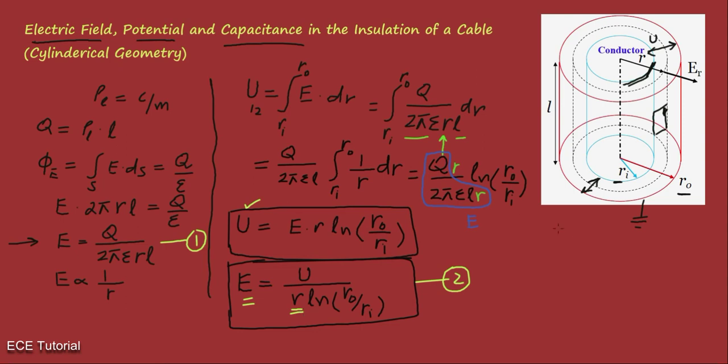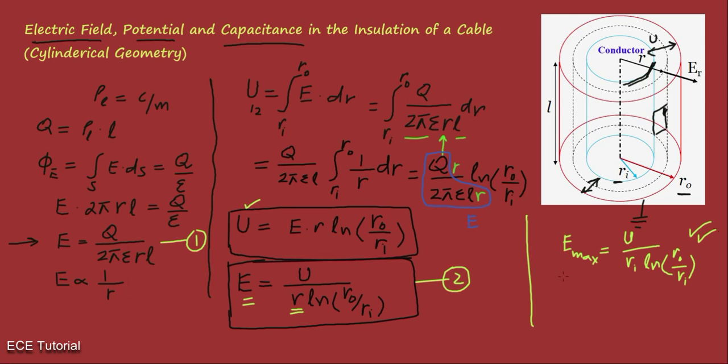Therefore, the electric field will be maximum at the surface of the conductor. So E max will be equal to U over R. Now we are talking about the surface of the conductor, so R will be equal to Ri, and natural log of Rho over Ri, as they are constants. Okay, so this will be our maximum electric field, which will be occurring at the surface of the conductor.